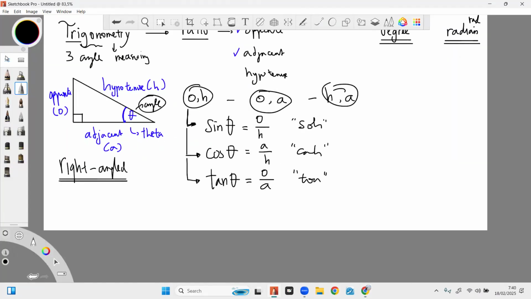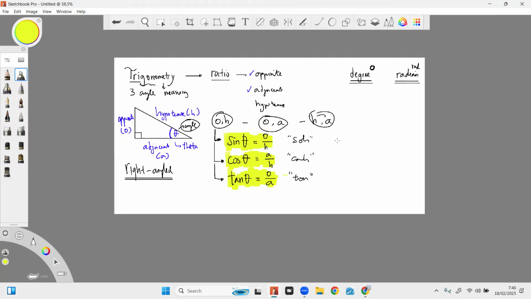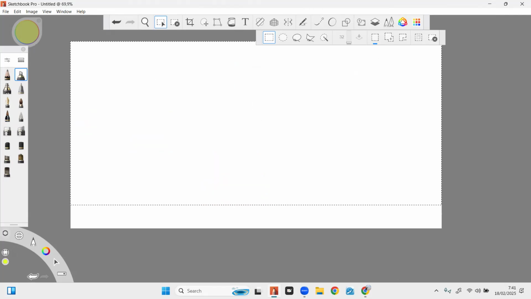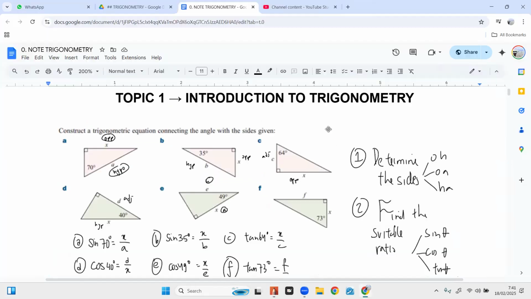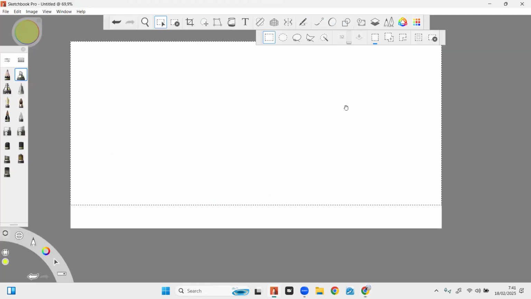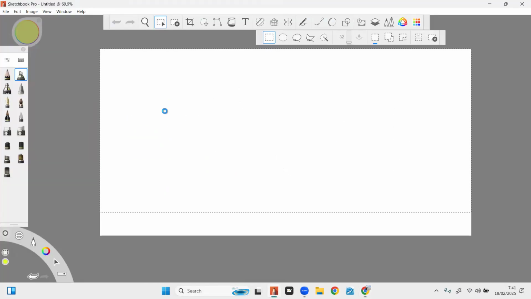Okay, just memorize SOH CAH TOA, and then we go to the special angle in a moment. The angle might be in degrees or radians, but we are focusing on that later. But I think we need to understand degree and radian first.